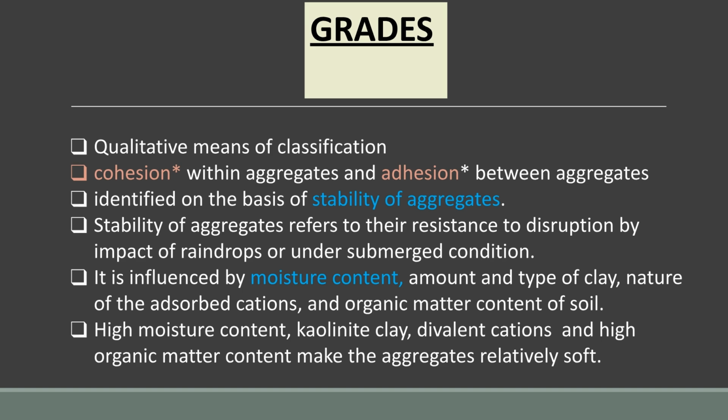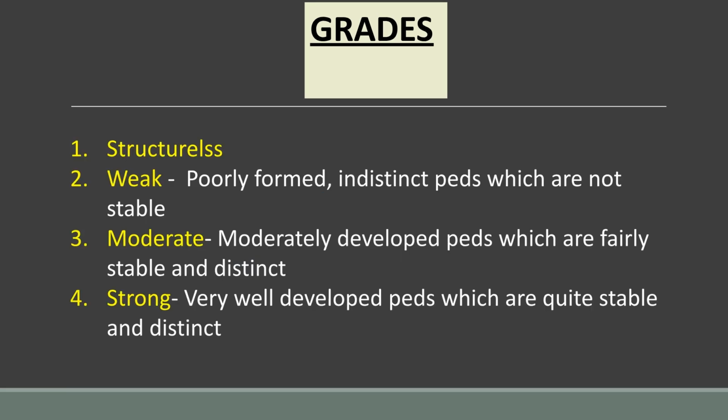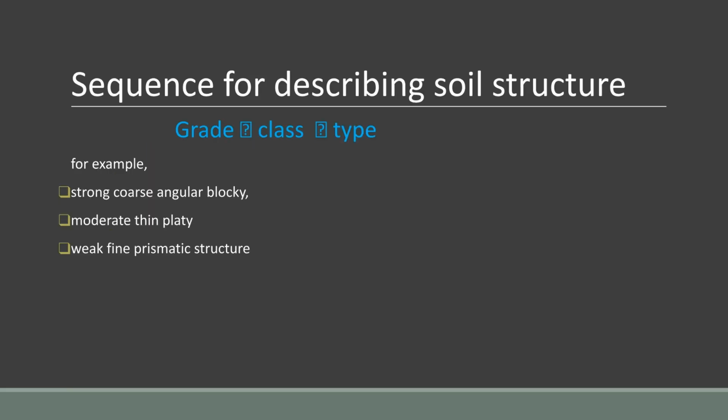Grades are qualitative classifications based on the stability of aggregates, which is their resistance to disruption. Stability is influenced by moisture content, clay type, cations, and organic matter. The grades include structureless, weak, moderate, and strong. Weak structures are poorly formed, while strong structures are very well developed, stable, and distinct. When describing soil structure, the sequence is grade, then class, then type. For example, a description might be strong coarse angular blocky or moderate thin platy.